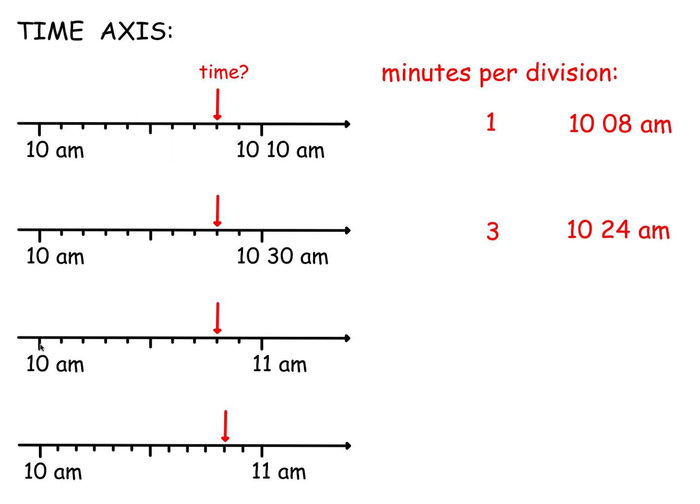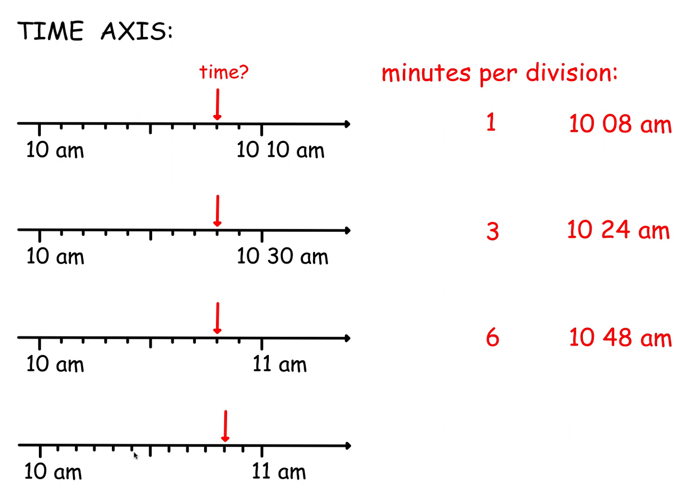The next one, there's an hour's gap, a 60-minute gap, and there are 10 divisions. So each division must be 6 minutes. That's 2 divisions short of 11 AM. That is 12 minutes short of 11 AM. And that makes the time there 10:48, 12 minutes short of 11 AM.